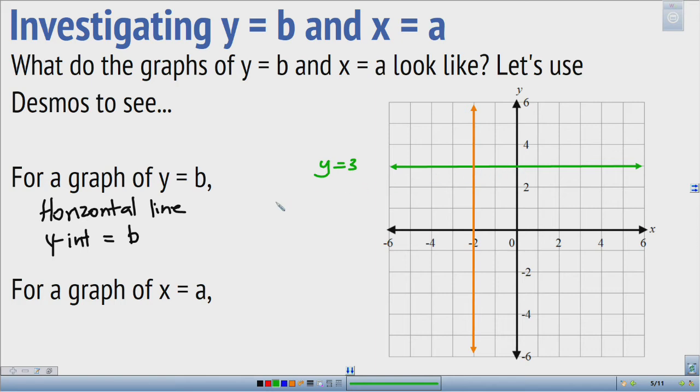For a graph of x = a, this is an example of a vertical line, and the x-intercept is equal to whatever the value of a is. So in this case, this is a vertical line, and it crosses the x-axis at -2. So to write an equation for this, I would write x = -2.